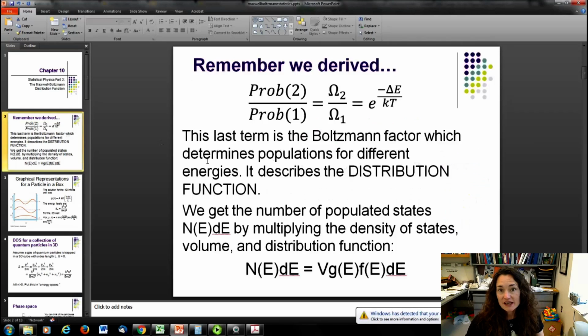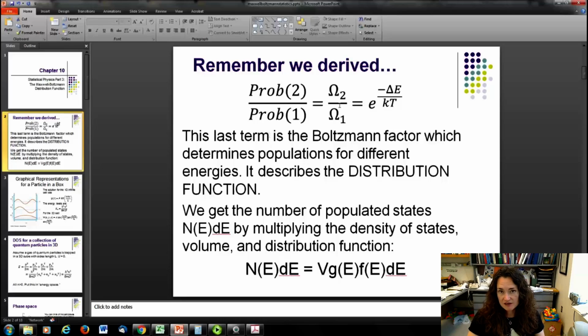All right, so to get started, remember that to get a number density for a distribution function, you multiply the volume times the density of states times the distribution function. We covered that in the first lecture on the chapter. Now what we've got here for the classical particles in a Maxwell-Boltzmann distribution function is this Boltzmann factor, which will function as our f of E in this equation.